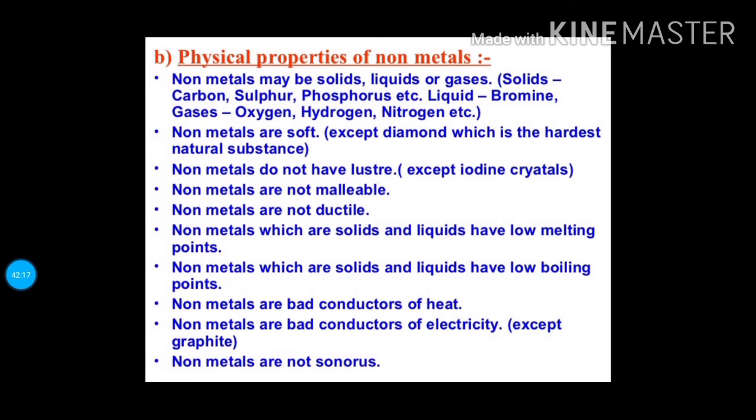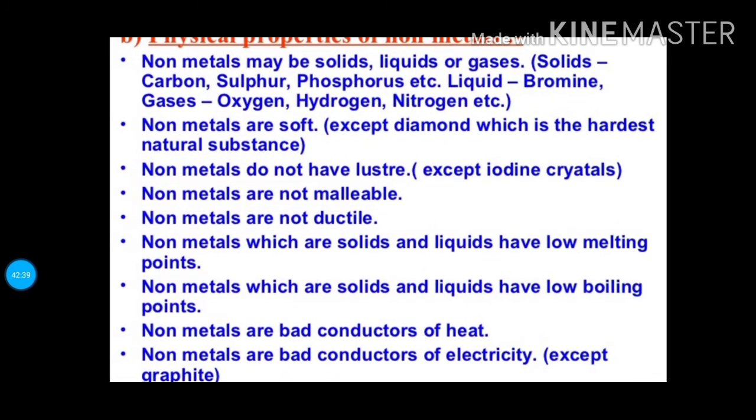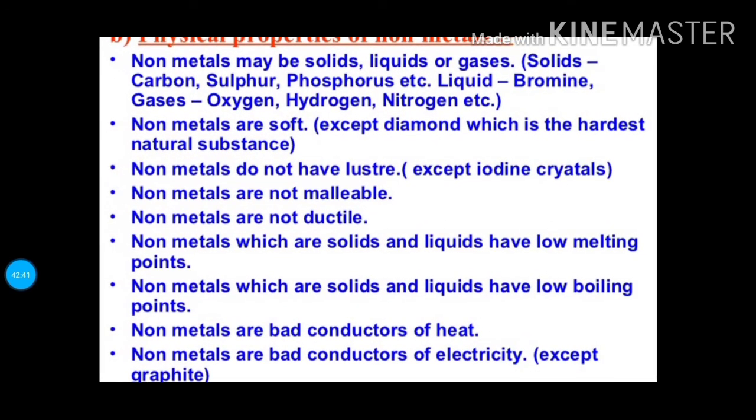Non-metals can be solid, liquid and also gases. Examples you can see: solids like sulfur, carbon, phosphorus; a liquid, bromine; gases like oxygen, hydrogen, nitrogen, and we are familiar with all these gases. You know that nitrogen and oxygen are present in our surroundings. Nitrogen is present at 78% and the oxygen percentage is 21%.